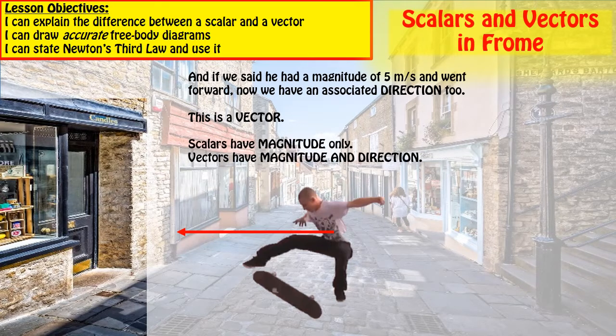So scalars have magnitude only. This is like a number. So 5 meters per second. That's all the information it tells us. It just tells us an amount, and that's what magnitude means. But a vector has a magnitude, the amount, and it also tells us which direction it's going as well. So it could be forwards, backwards, north, south, something like that. So a scalar has one piece of information, a magnitude. Vectors have two pieces of information, a magnitude and also a direction.